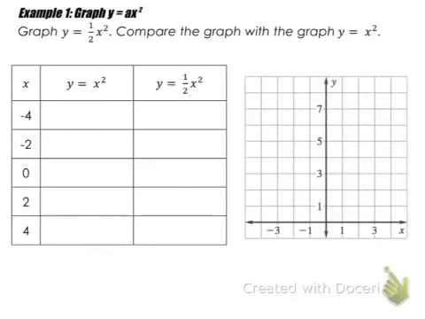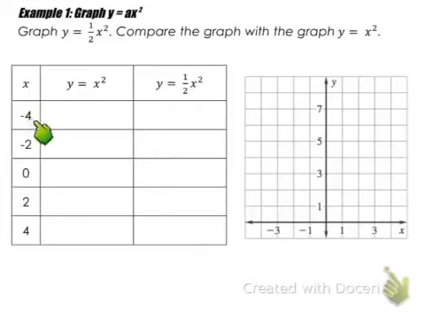So in example 1 we are going to graph y equals 1/2 x squared, and we're going to compare it with the graph of y equals x squared. So we have a graph right here, and I'm going to select default x's to try to figure out what my points are for my y. If you have a graphing calculator, you can actually use that and immediately get what your x and y points are going to be.